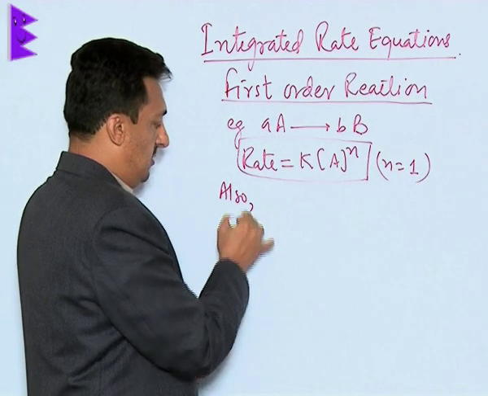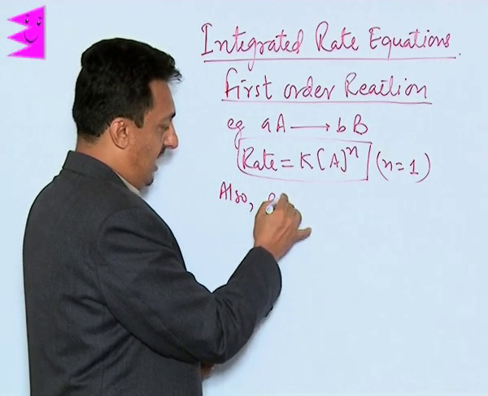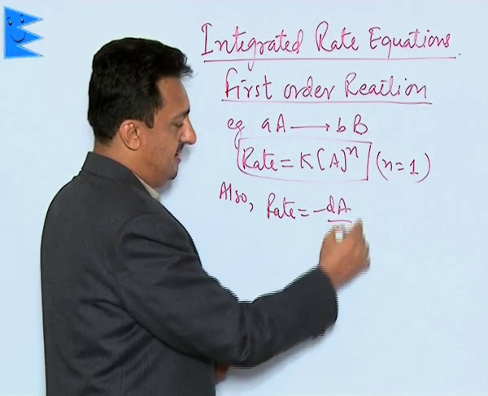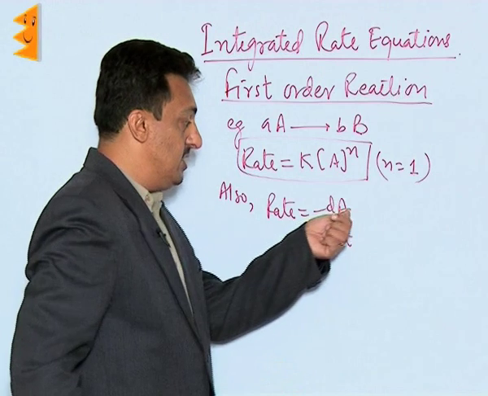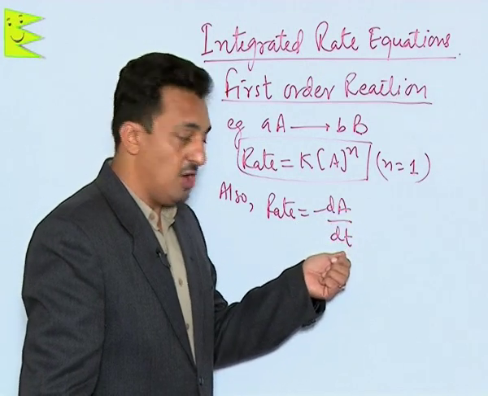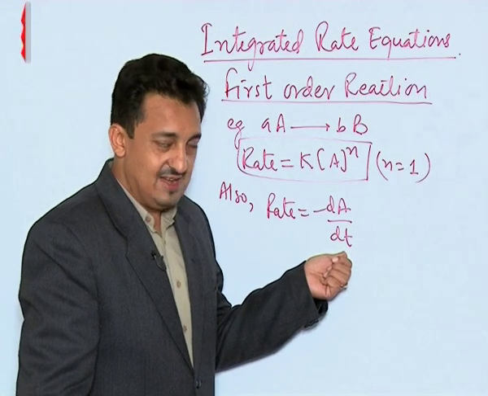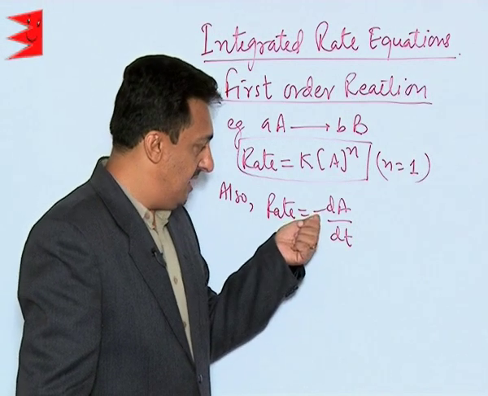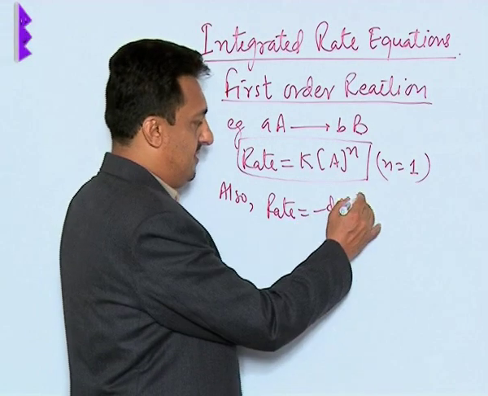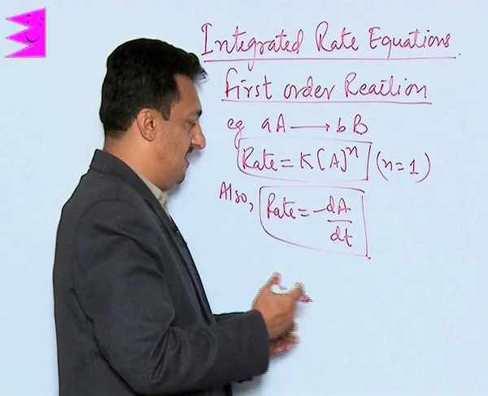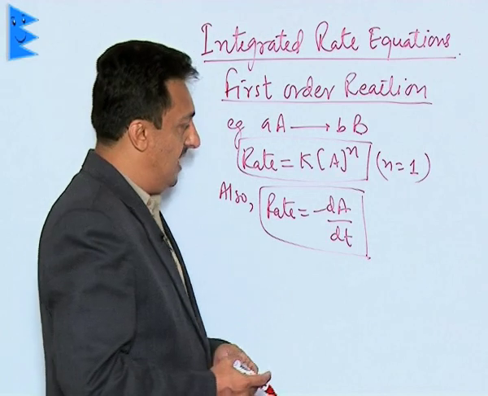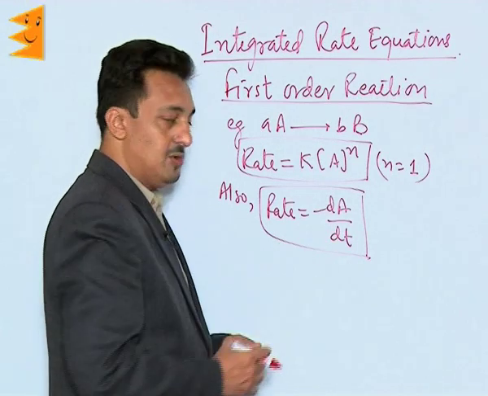Also, we know that the rate can be written as minus dA by dt, where this dA is again the small change in the concentration of A for the small time interval delta t or dt. This negative sign shows that the concentration of A is decreasing. Now this is how we can show that the rate depends on the differential of the concentration, and now these two rates should be equal to each other.